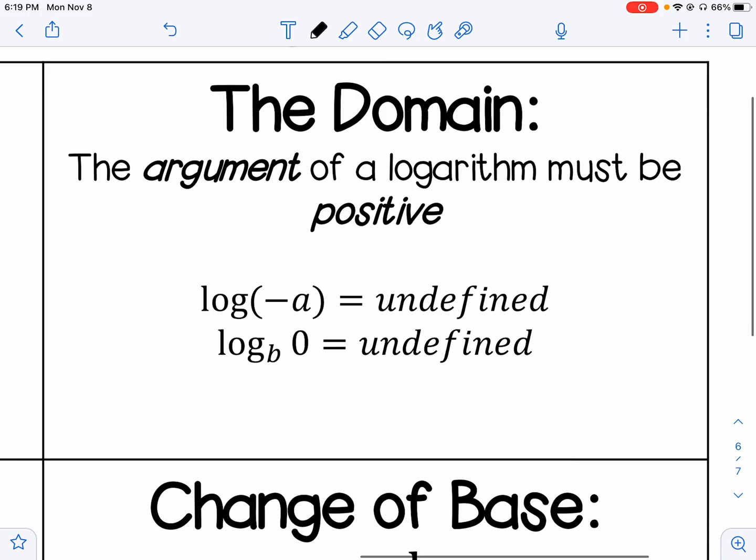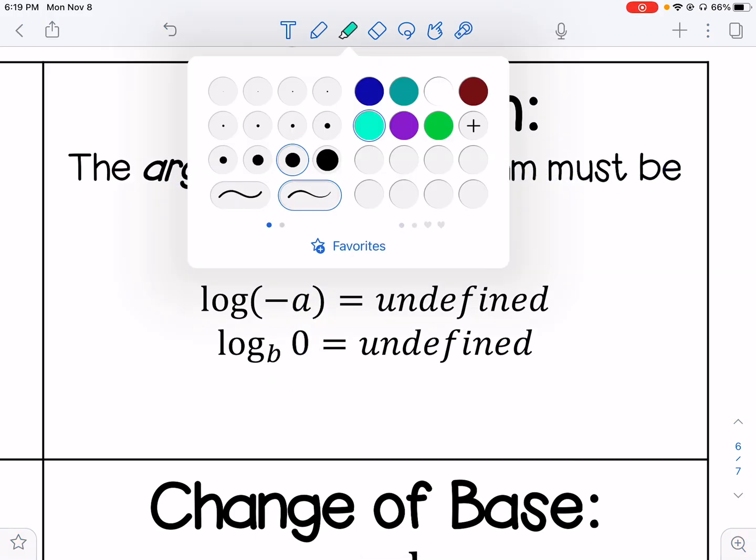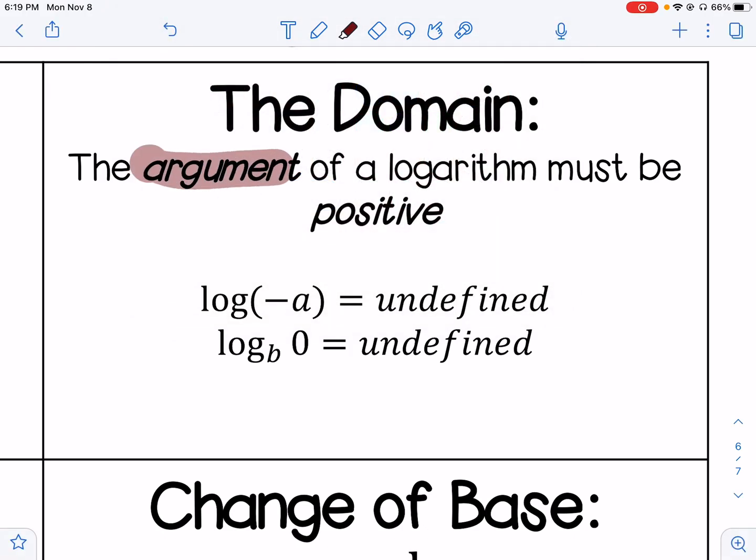Here, we talked about this on the last slide. We said the argument has to be positive. The argument of a logarithm must be positive, and we saw why that worked in an earlier slide. So anytime the argument is negative or 0, we're going to call that undefined. This is going to be important in finding our vertical asymptotes.